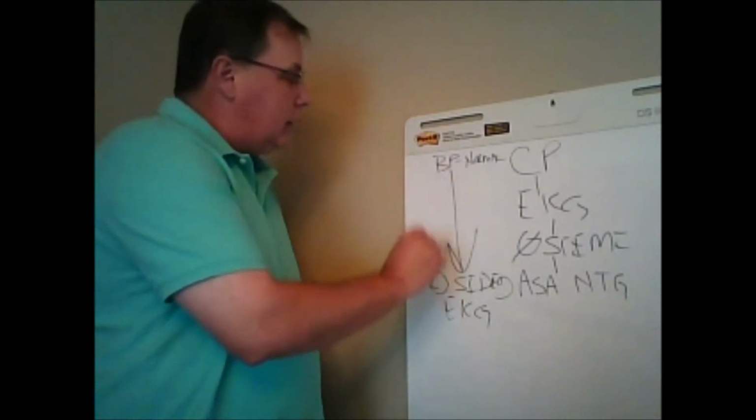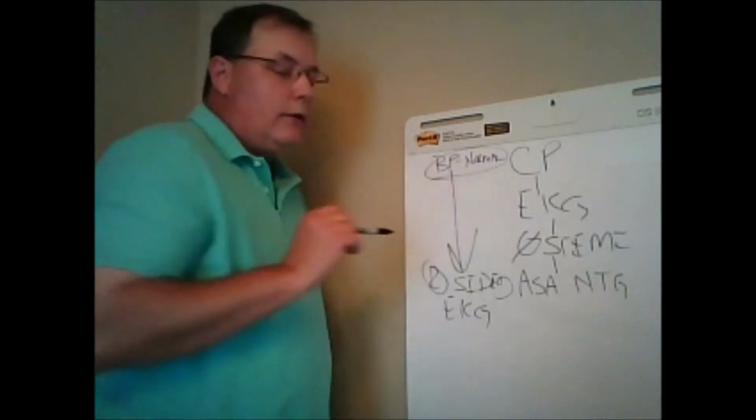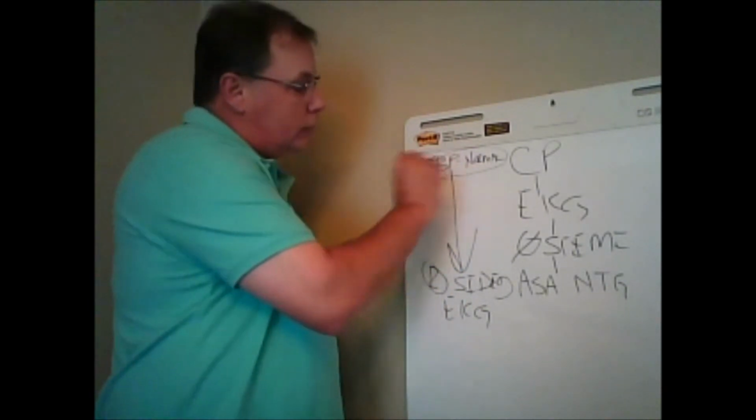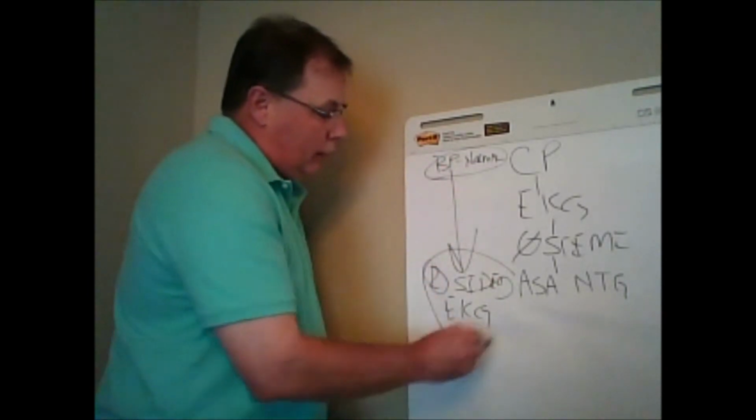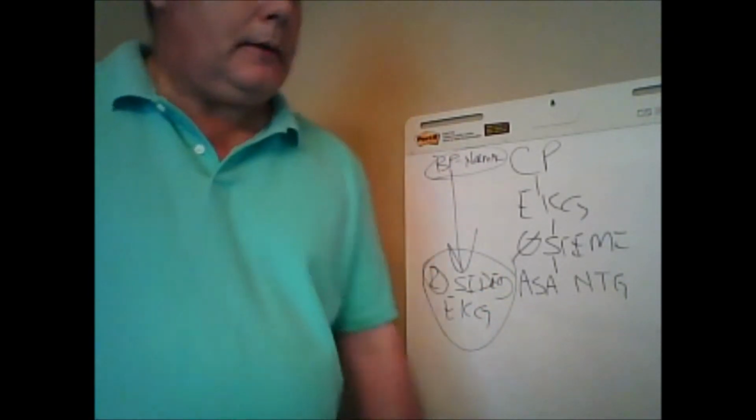And that is the thing that a lot of folks don't realize, that when you have that big drop in the blood pressure, that's when you want to do a right-sided EKG. So the algorithm would look something like this.